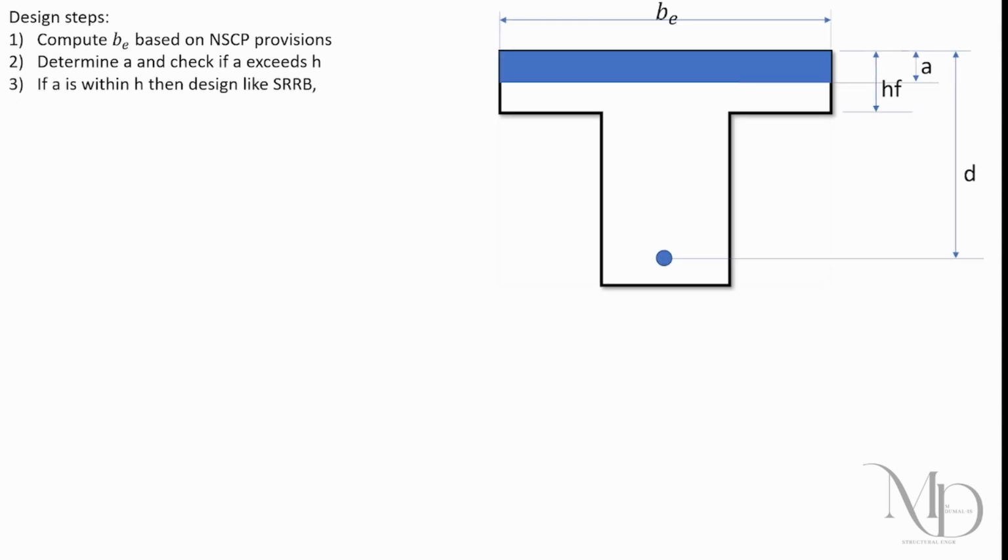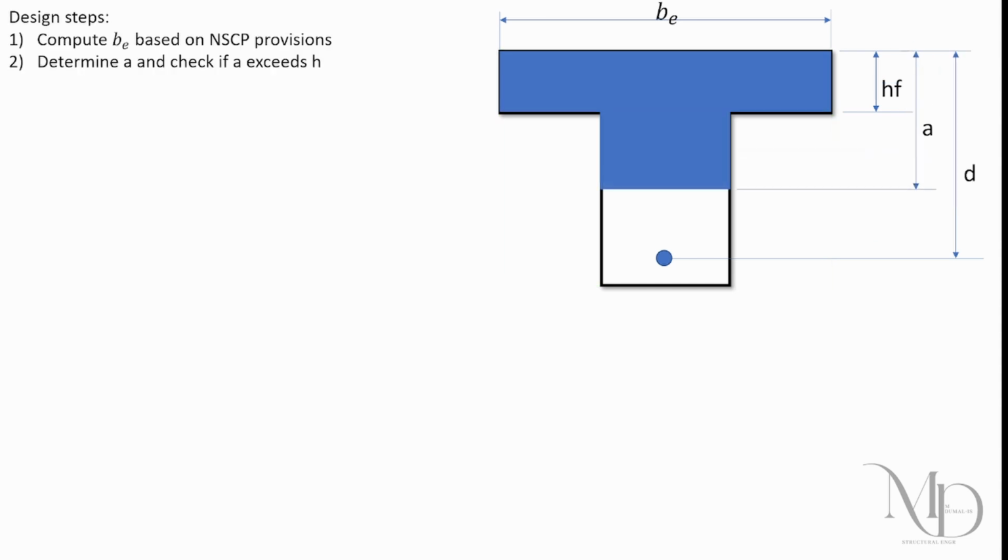First, if it is not a given value, we compute the width of the flange using the provision of the code. Next, we solve for the equivalent depth of the compression block, a, and check if the value of a exceeds the thickness of the flange, hf. If a is less than the flange thickness, we will design the beam as a singly reinforced beam. But if a exceeds hf, the compression block will not simply be a rectangle, but a composite shape.